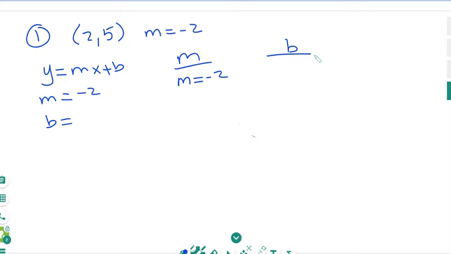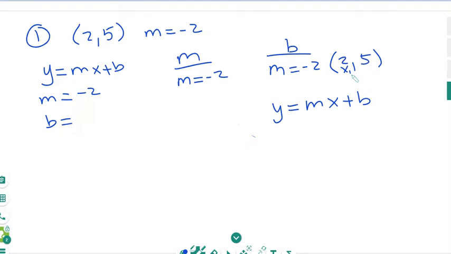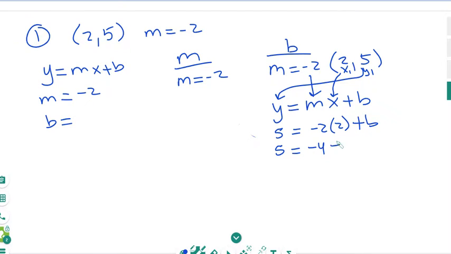Now we need to find our b. To find our b, we need a slope, which is -2, and we need an ordered pair, which is 2, 5. We're going to write the equation that has b in it, which is y equals mx plus b. This is our x1, this is our y1. So our y value is going to be 5. We're going to put the 2 in for our x, and we're going to put the -2 in for our m. So we're going to have 5 is equal to -2 times 2 plus b. 5 is equal to -4 plus b.